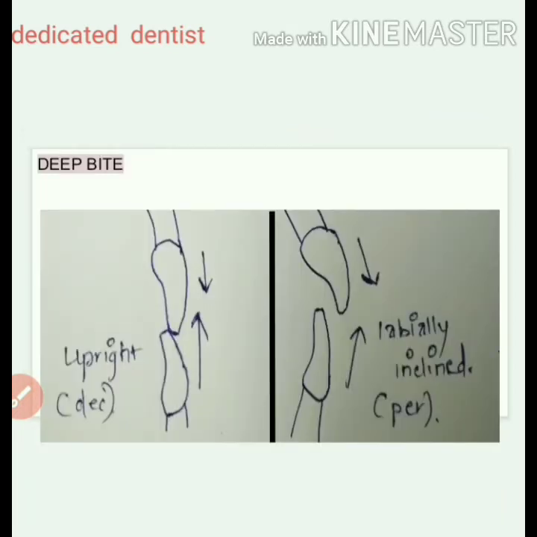Okay, so we see a deep bite. Deep bite is also present in the deciduous dentition because the teeth are more upright. The teeth are more upright. This lower incisor, its incisal edge contacts the cingulum area of the teeth. So hence the deep bite is present in deciduous dentition.